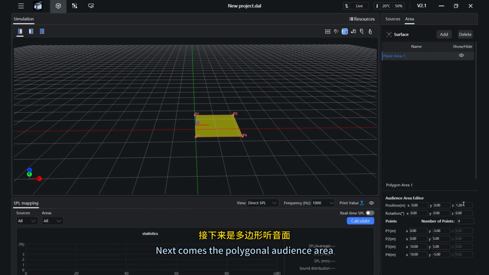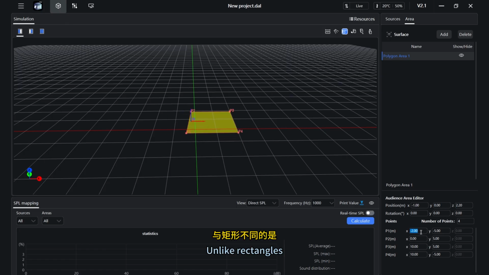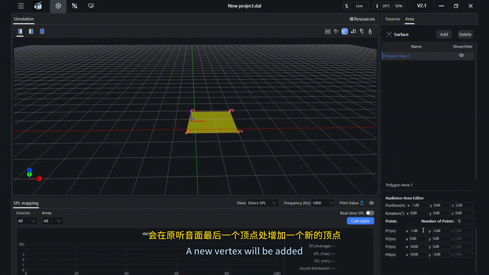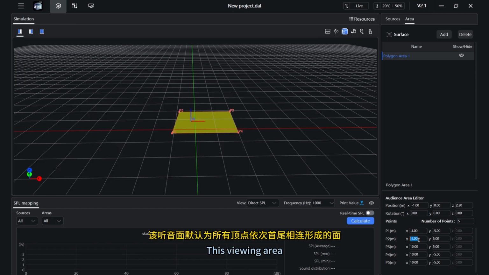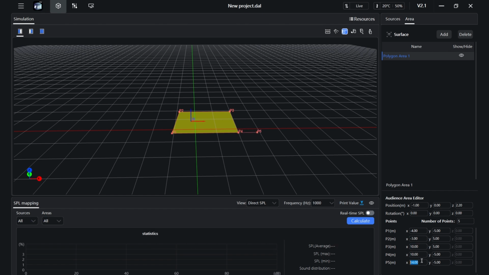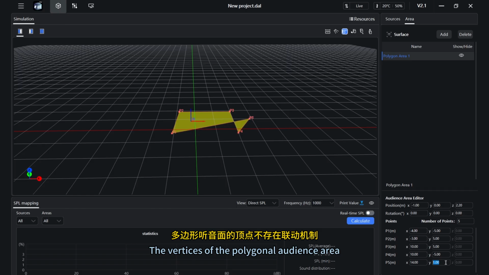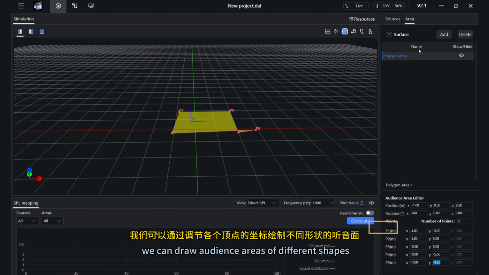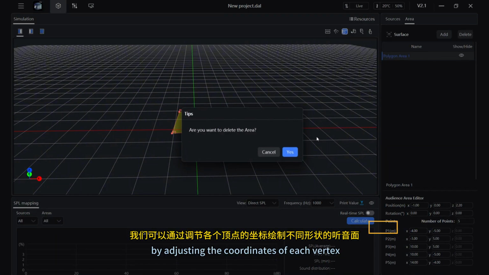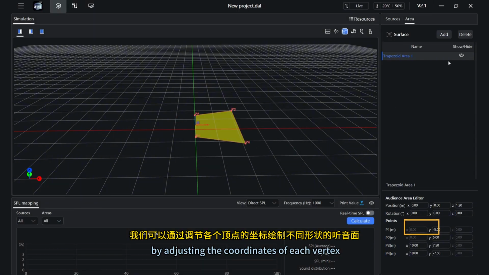Next comes the polygonal audience area. Unlike rectangles, the number of vertices can be set in the polygonal audience area. When adding a vertex, a new vertex will be added at the final vertex of the original audience area. This audience area defaults to a surface formed by all vertices, sequentially connected end to end. The vertices of the polygonal audience area lack an interlocking mechanism. Therefore, we can draw audience areas of different shapes by adjusting the coordinates of each vertex.